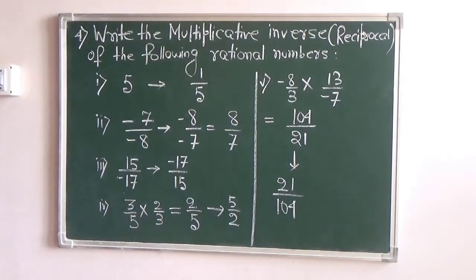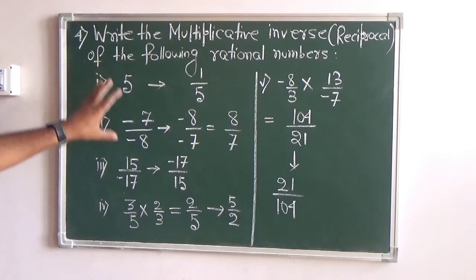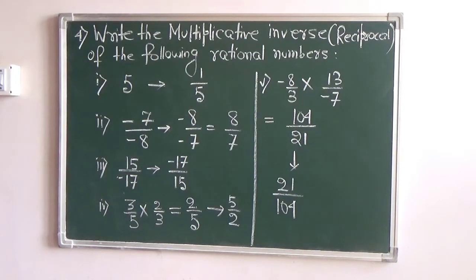So in the case of multiplicative inverse, you just have to take the reciprocal irrespective of the sign being attached to the numbers. So this is question number 4. We move on to the next question, that is question number 5.